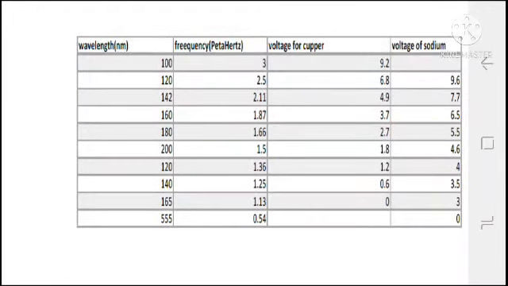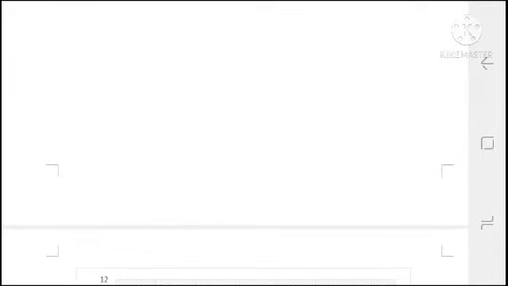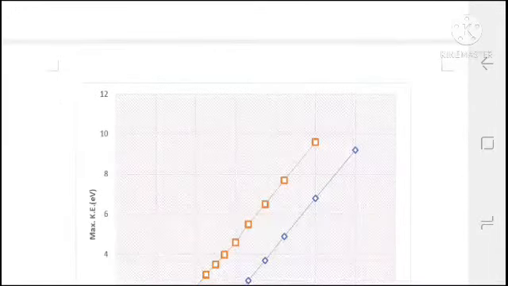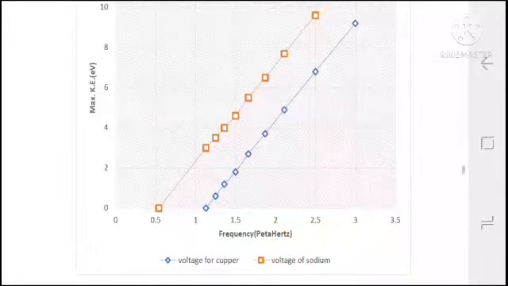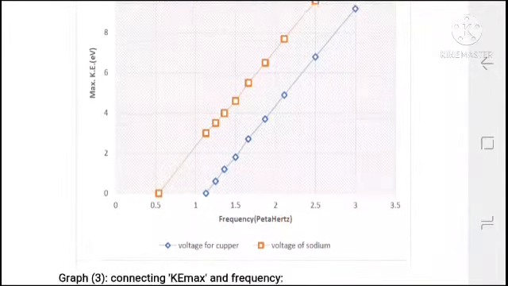We can easily obtain this data by using the computer simulator of Amrita Education Virtual Lab, and also plot the graph of maximum kinetic energy versus frequency. We get the graph like this.